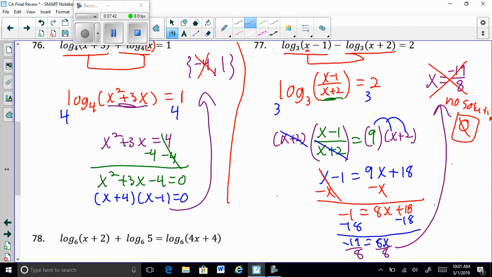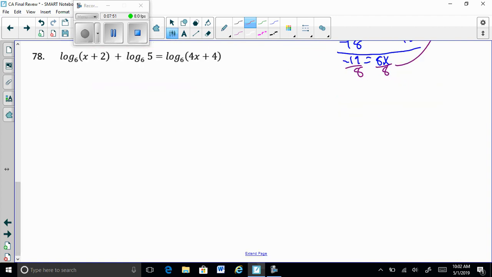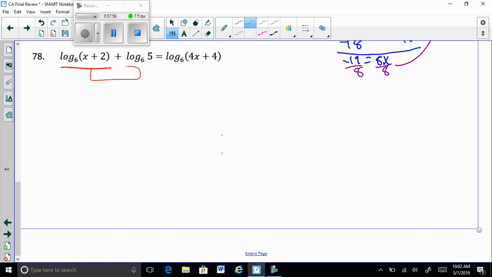Okay, so I have one more down below here. Kind of similar to what we got done doing up here. We're just going to have one extra little property here. So we do want to go ahead and condense this. So you're going to multiply the 5 by the x plus 2. So we're going to get log base 6 of 5x plus 10 equals log base 6 of 4x plus 1.